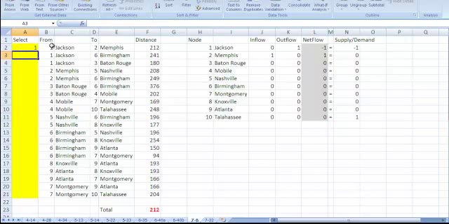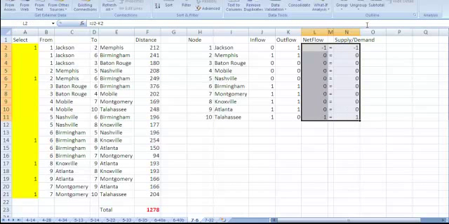So if we have a decision to travel from Jackson to Memphis, outflow at Jackson, inflow at Memphis. Memphis to Birmingham. Outflow of Memphis, inflow to Birmingham. From Birmingham to Knoxville. Outflow at Birmingham, inflow at Knoxville. And from Knoxville, can we go to Atlanta? Yes. And from Atlanta to where? Let's go to Montgomery. And Montgomery to Tallahassee, node 10. So we've made it from Jackson to Tallahassee, total distance of 1,278. And notice that our net flows equal our supply and demand.